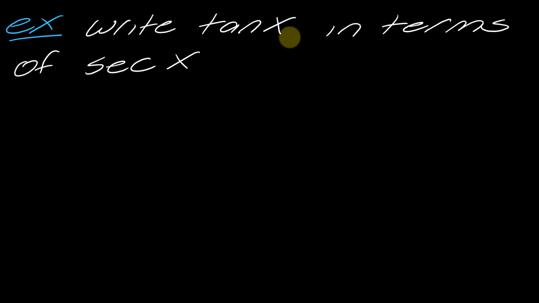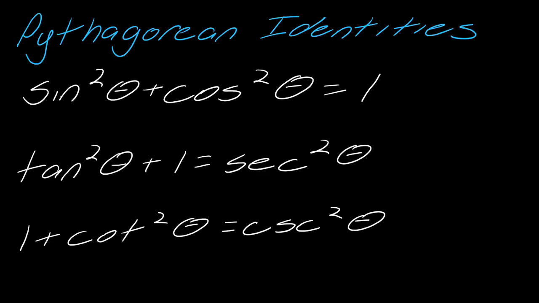I have some more examples on this if you wanted to see how hard some of these can get. But let's start with the basic one here. Write tangent x in terms of secant x. Okay, so ideally what would happen is that you have some convenient identity, say this one right here, where you have whatever you're trying to write, your one trig function in terms of the other. If you have an identity that relates the two like this does, then this is what you want to use.